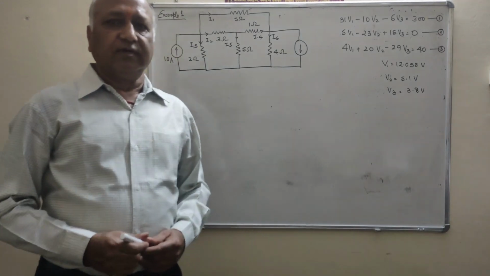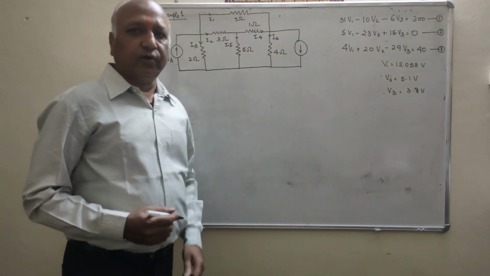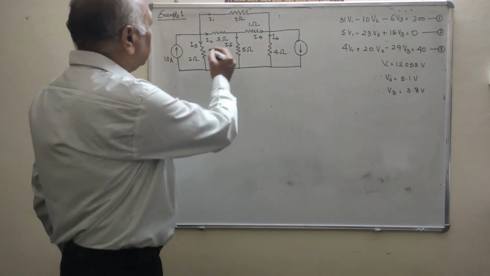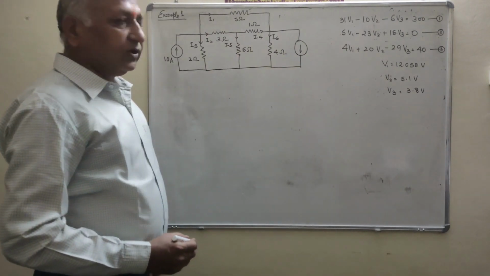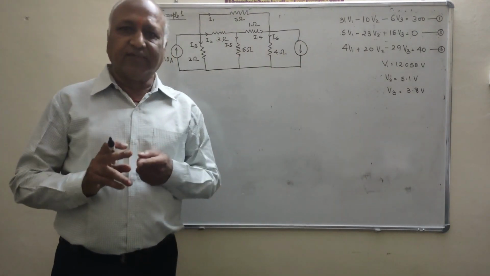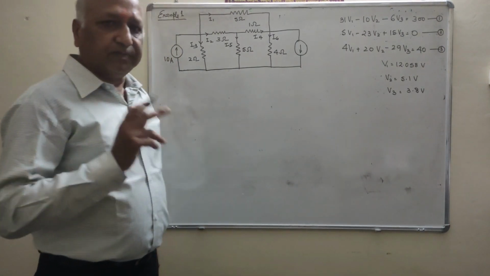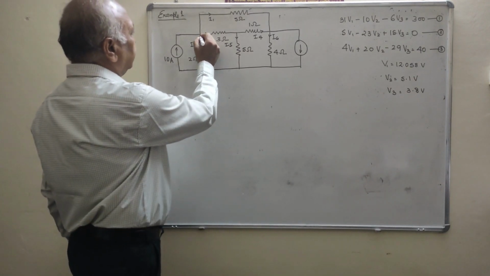Now we will solve this numerical with the help of nodal analysis. We have to find the current in each resistance with the help of nodal analysis. You know what the first step is? First of all, we will choose the principal nodes. Principal nodes are where 3 or more branches meet.